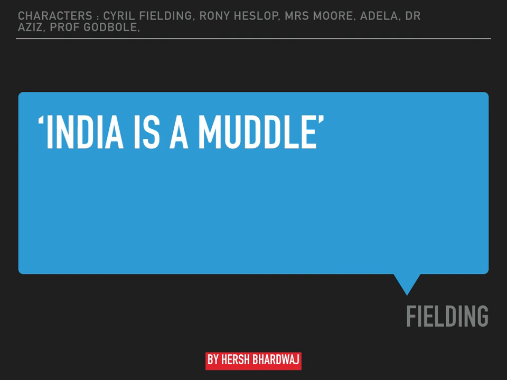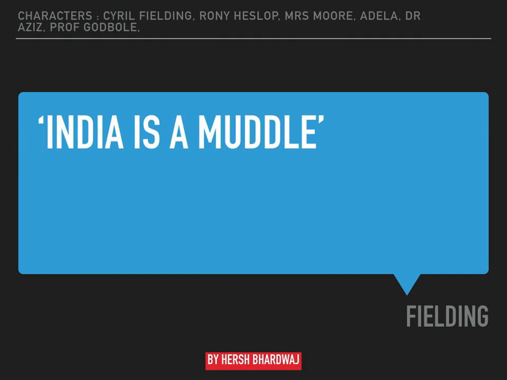And Fielding, who is the school headmaster, running a school in India, in the city of Chandrapore, comes across as a sympathetic, liberal, good, one of the better Englishmen who talks sense. I wouldn't say he is somebody who's sympathetic and on the side of the Indians, but he's somebody who talks sense. But he also believed that India is a muddle.